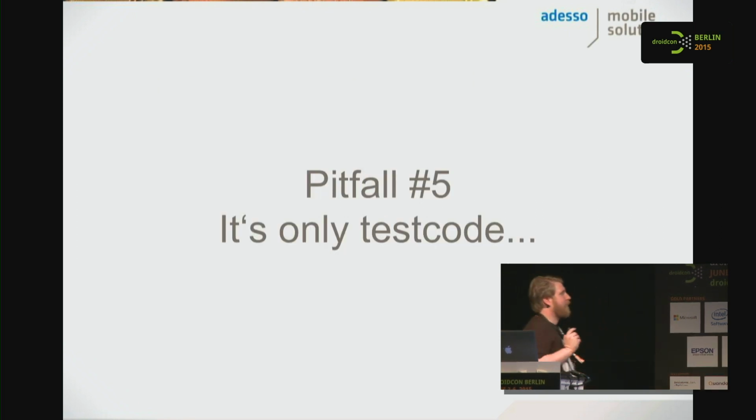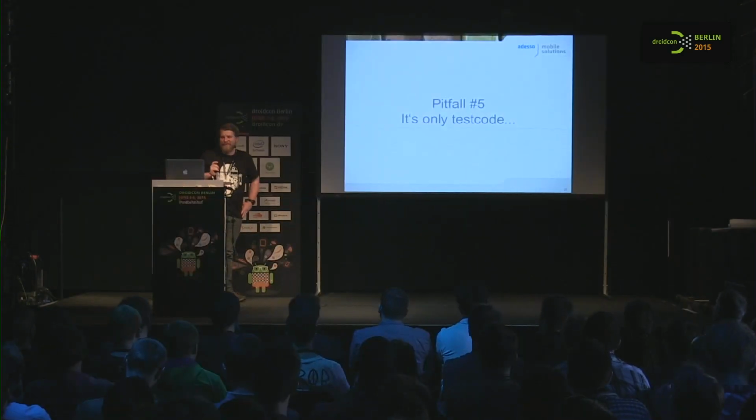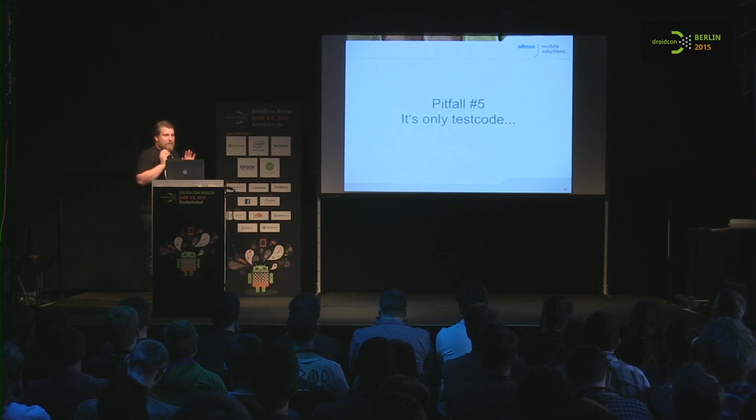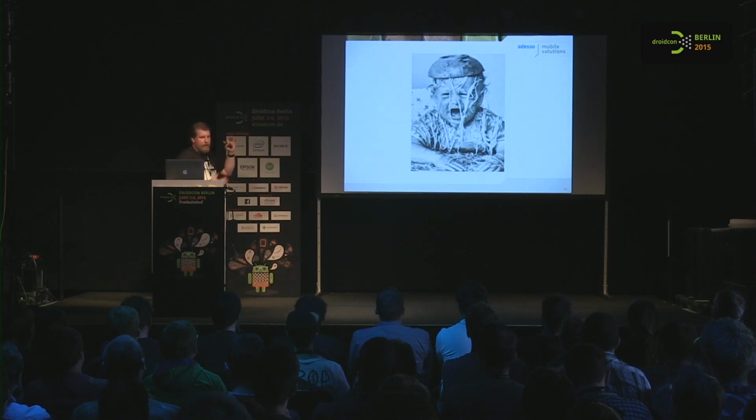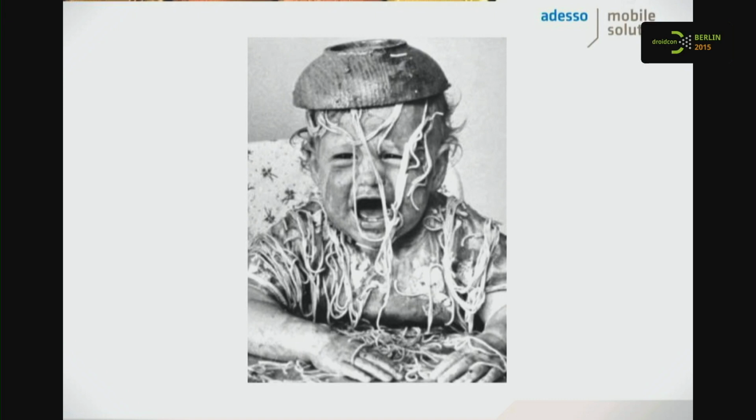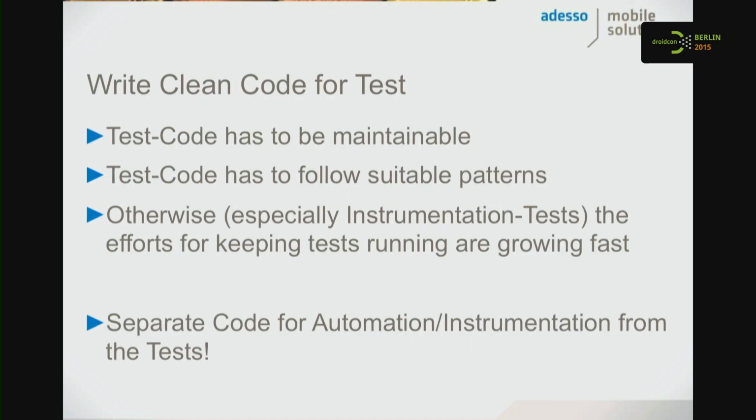Next pitfall: it's only test code. That's the beginning of all evil. It's just the test, not the production code. The production code is nice and clean and separate, and the architecture is good as well, but the test code is spaghetti code again. Just giant functions and methods that do everything, again and again. So write clean code also for tests.